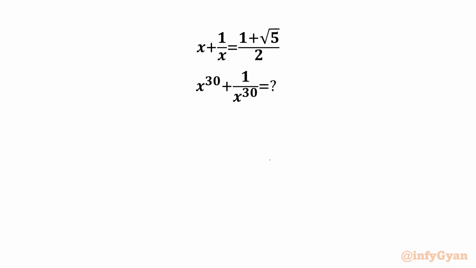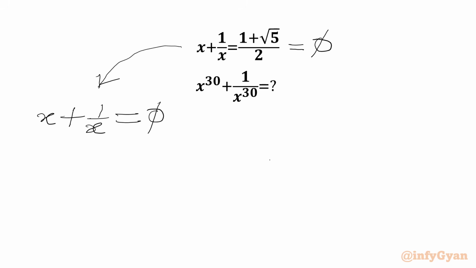Now I will consider 1 plus root 5 over 2, which is the golden ratio, equal to φ. Now I can write two equations from here. First equation will be x plus 1 over x equal to φ. And second equation I can write 1 plus square root 5 over 2 equal to φ.